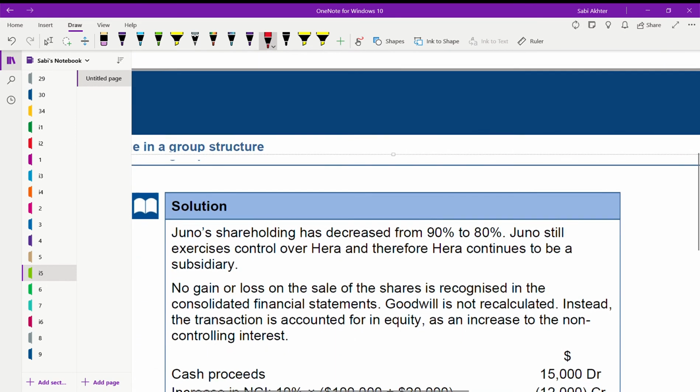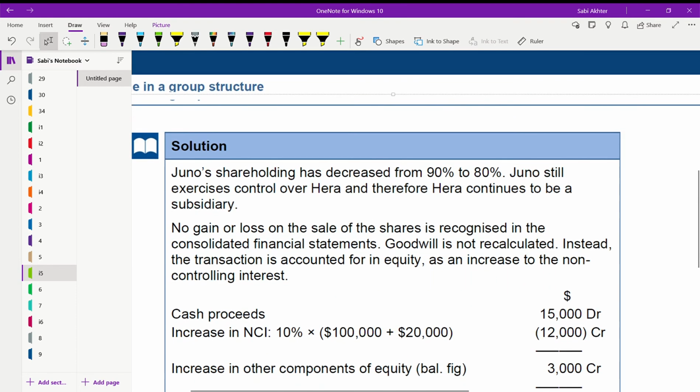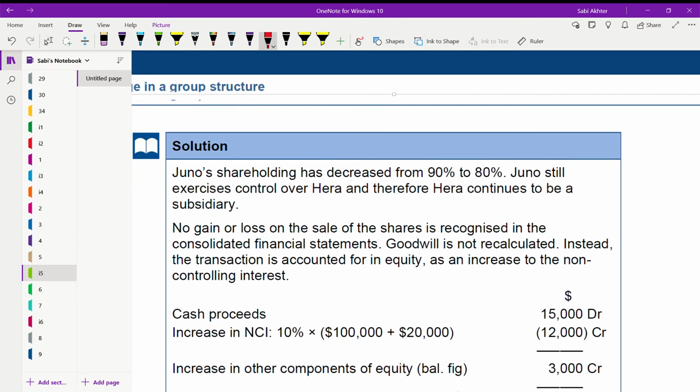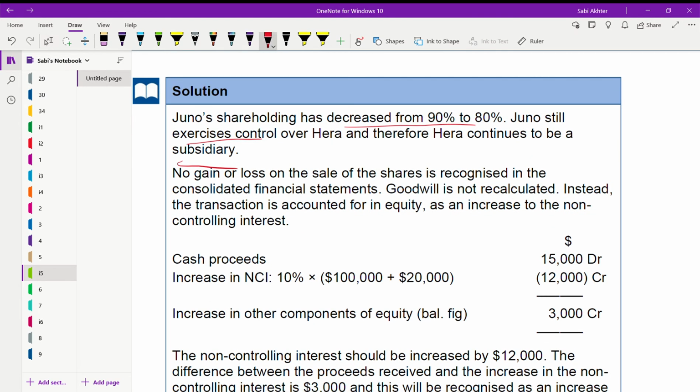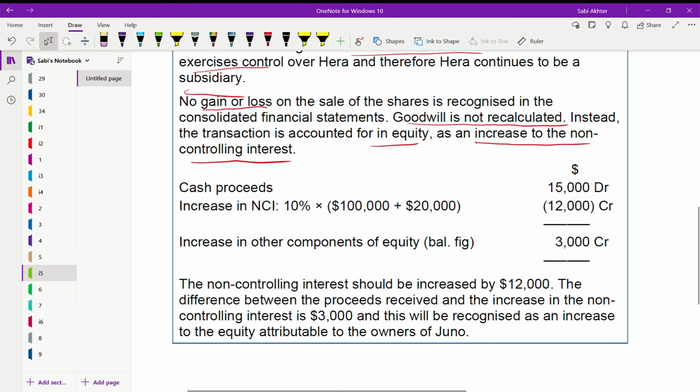This is no loss of control, but you have to find the increase in NCI because you disposed. So this decrease from 90 to 80, he still exercises control. Therefore, it's a subsidiary. Because of that, this transaction is no gain or loss. Okay? No gain or loss is recognized. Goodwill is not recalculated when you are disposing, no goodwill, because after disposing also subsidiary. But this transaction is accounted for in equity as an increase in NCI, because when you are disposing, NCI will increase.